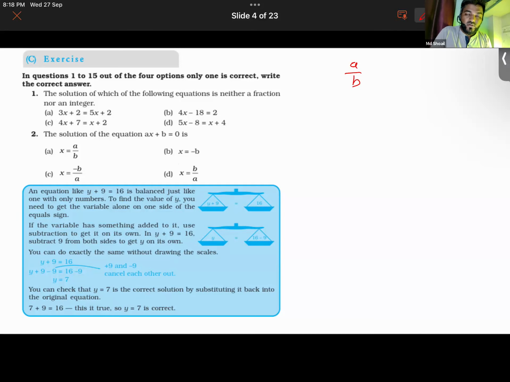Integer is what? A bag that contains whole numbers and negatives of whole numbers. Neither should it be 0, neither should it be 1, 2, 3 like this, nor minus 1, minus 2. What does the question want to say? You will be able to answer only after having solved it, right? It could be decimal. So solve it first.